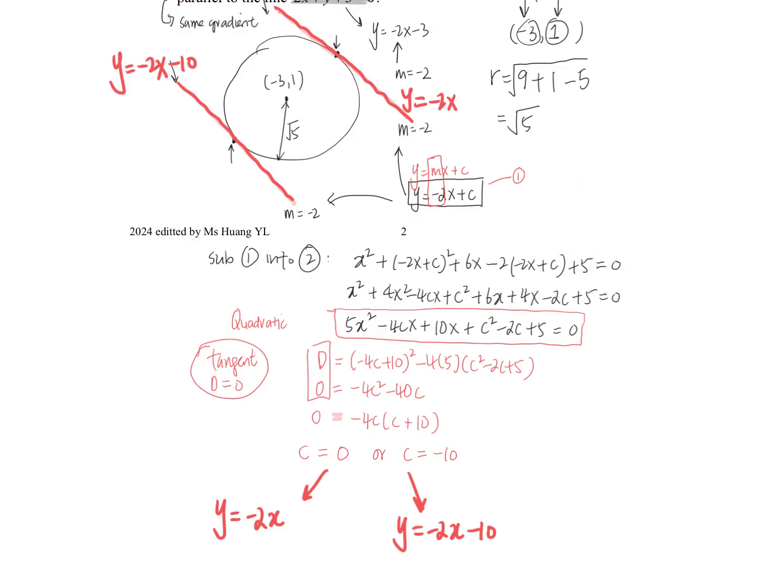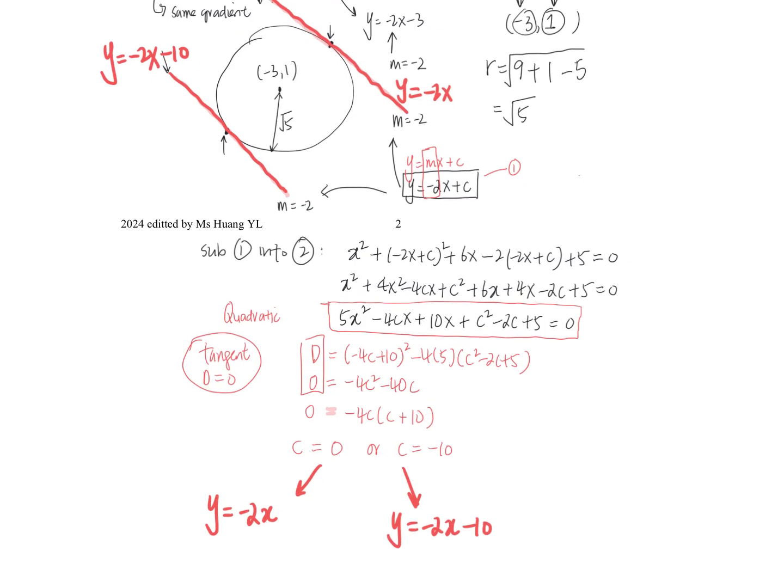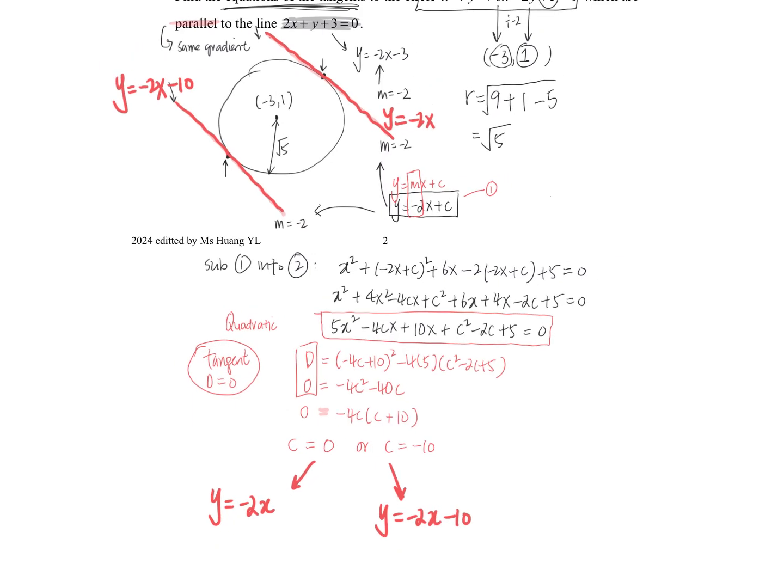So to recap everything, the question told you it's parallel, right? So after that, you find the gradient because the gradient will be the same. I know the gradient is minus 2. Since the gradient is minus 2, you just use y equals mx and solve for the circle equation. Then after that, you solve for the c, then you sub the c back into the y to get the 2 equations.